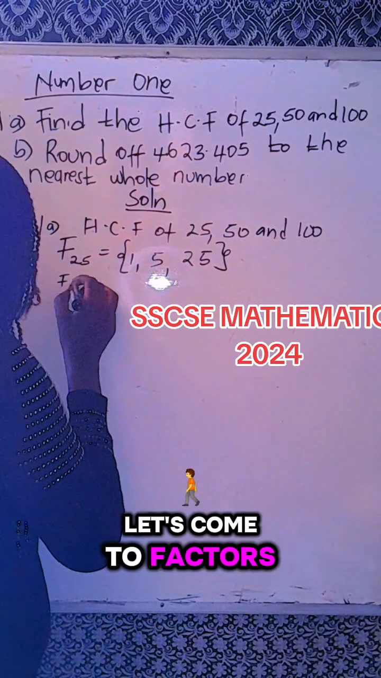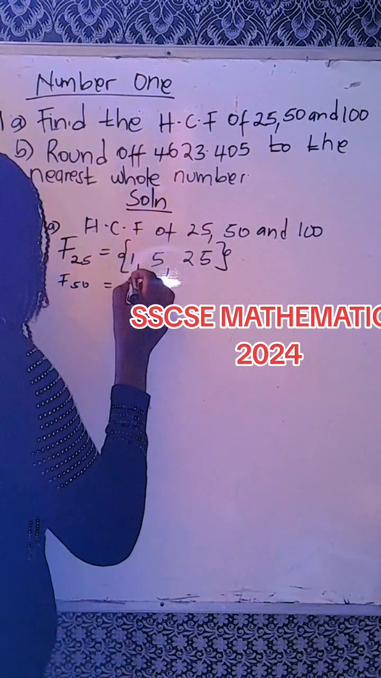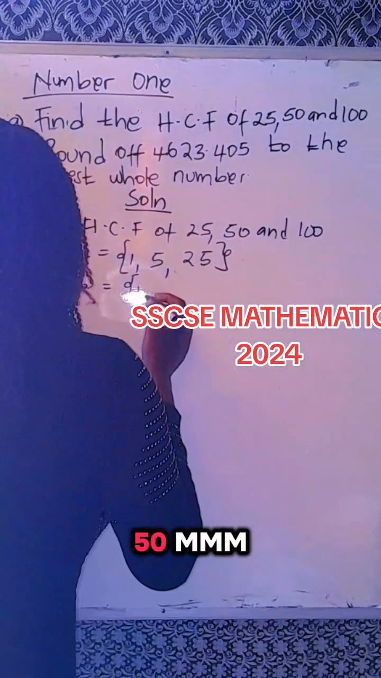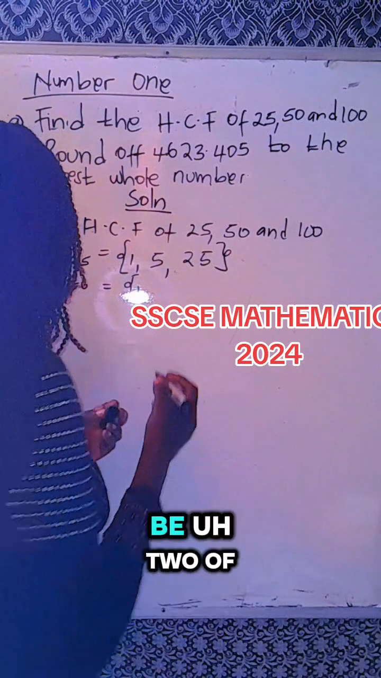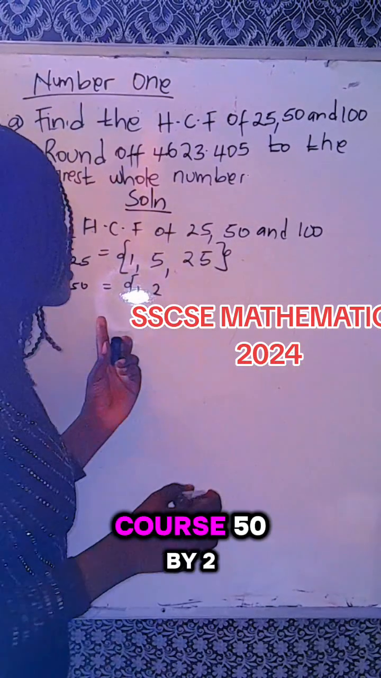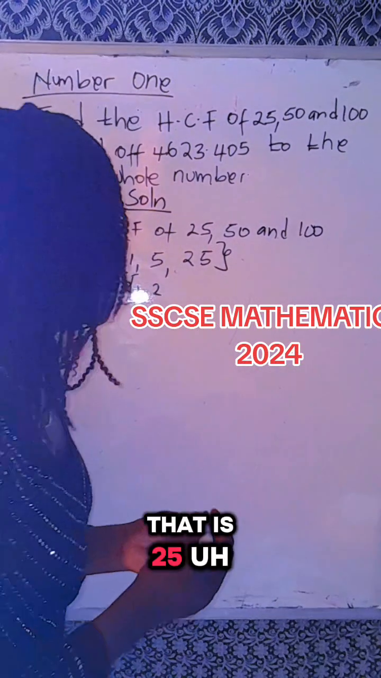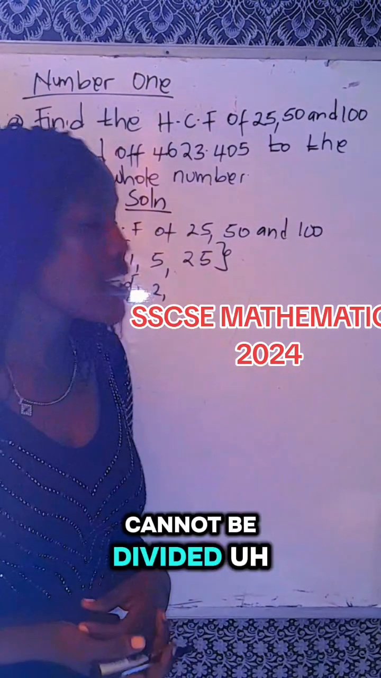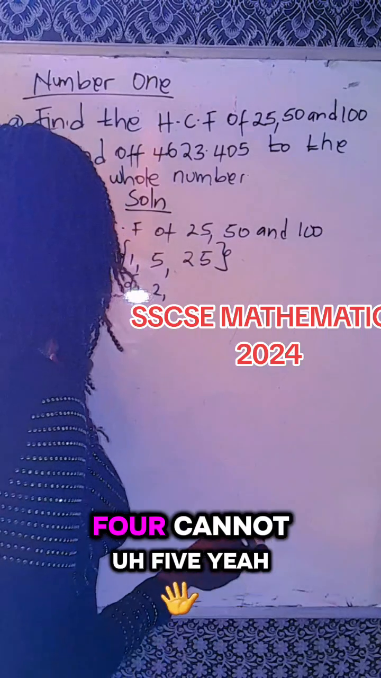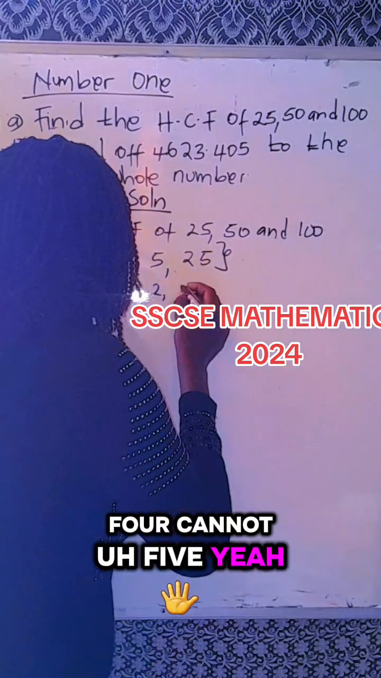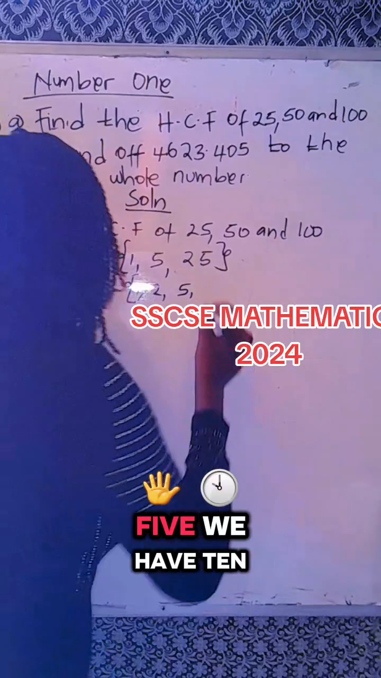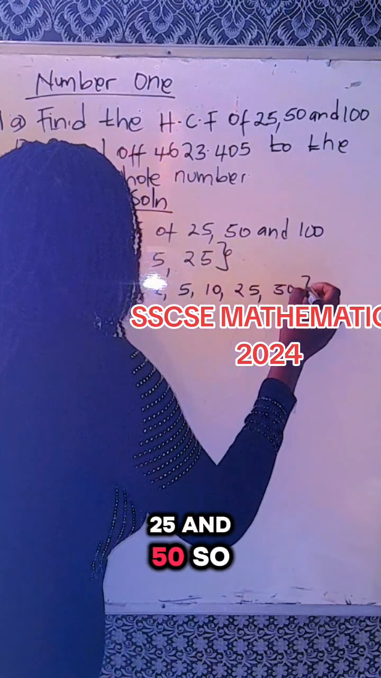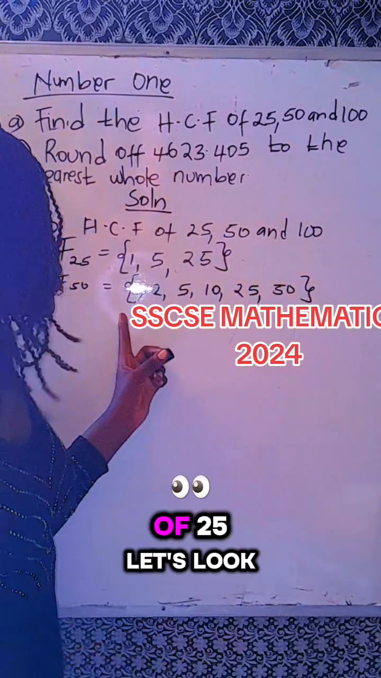So let's come to factors of 50. The first one is always 1, because 50 by 1 is 50. The next one will be 2, of course. 50 by 2 is 25. The next one, 3 cannot divide. 4 cannot. 5, yes. Then we have 10, 25, and 50. So these are the factors of 50.